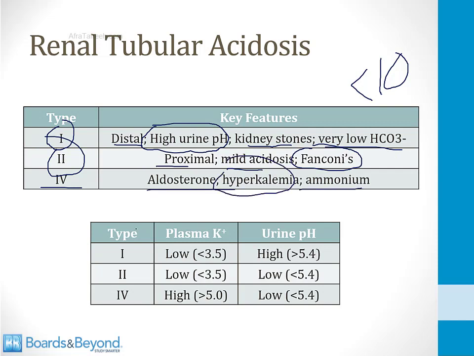And then in the bottom slide, I've summarized the plasma, potassium, and urinary findings in the different RTAs. Type 1 and 2 are associated with hypokalemia only. Type 4 is associated with hyperkalemia. The urinary pH is going to be low in types 2 and 4. It's going to be high only in type 1. And that concludes our video on renal tubular acidosis.